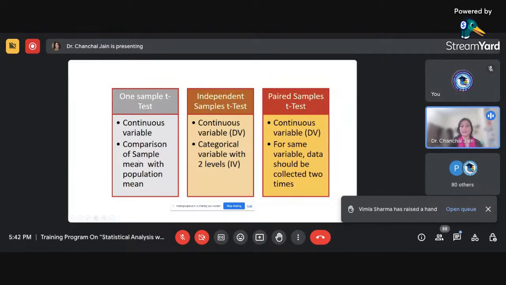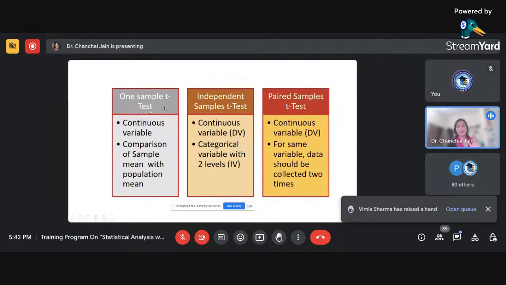Again, I'll repeat, if you have one variable on a continuous scale and you want to see whether your sample is a good representative of the population, or whether the sample is drawn from the same population, then you can apply one sample t-test.